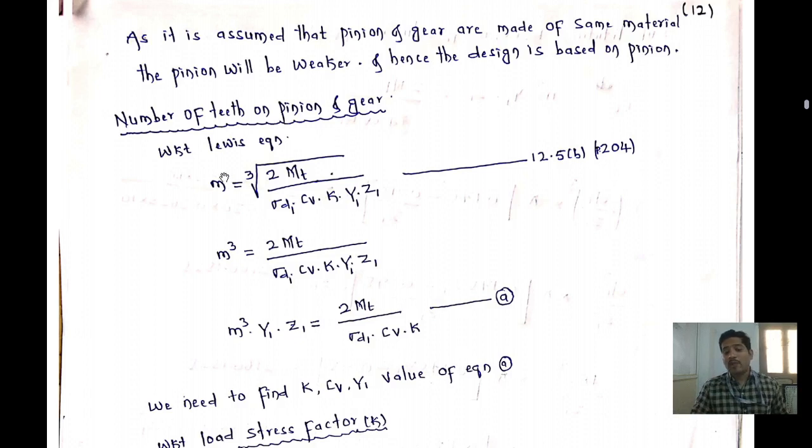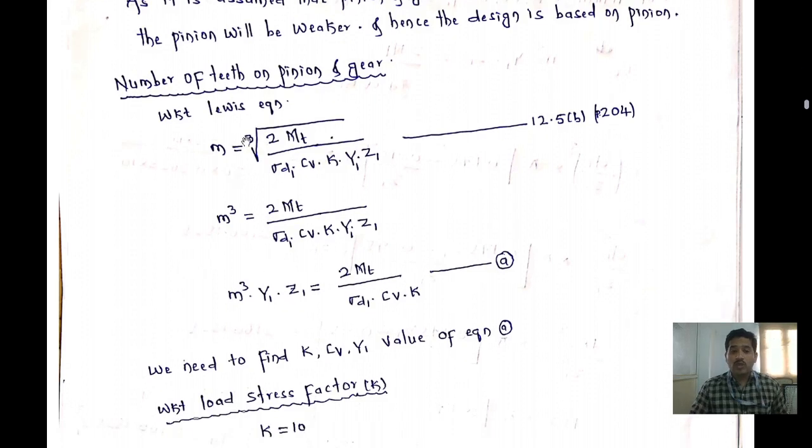We have the formula with the help of the Lewis equation: module m is equal to cube root of 2 Mt, moment of torque, by sigma d1, that is the static strength of the pinion, into Cv, K, y1, z1. Cv is the velocity factor, K is the load factor, y1 is the form factor, and z1 is the number of teeth of the pinion. Is it right? You can refer to page number 204, 12.5b. You can easily get this formula.